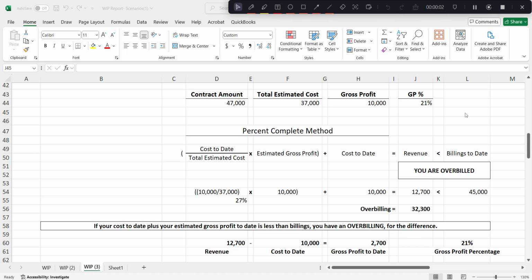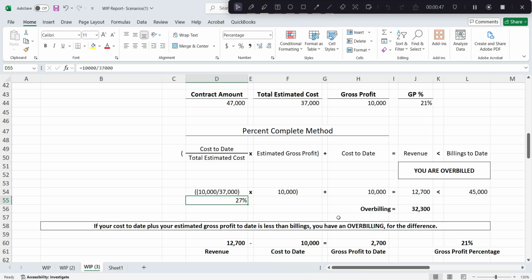So how do we take this estimated gross profit of 21% and turn it into the actual percentage we recognize? Well, that's when the percent complete method comes in. One of the first steps in calculating gross profit based on the percent complete method is to determine how far along you are on the project. That is known as percent complete. You take the cost incurred through the reporting period and divide it by the total estimated cost. In our example, it's 27%. That's $10,000 through 2023 divided by the $37,000 estimated total cost. We are 27% complete on the project.